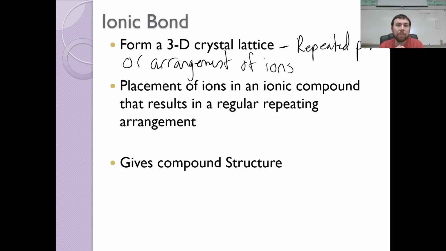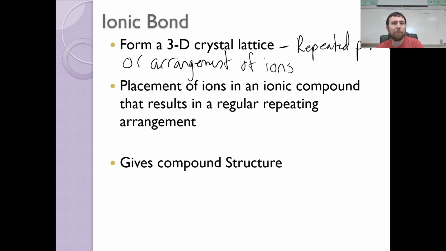And so the placement of those ions is important. It's not just random. It results in a regular repeating arrangement. And ultimately, this is going to give the compound structure. So it's what's going to allow it to become a solid. Because when we look at ionic compounds, they're typically solids at room temperature, and that's because they have these repeating 3D crystal lattice structures.